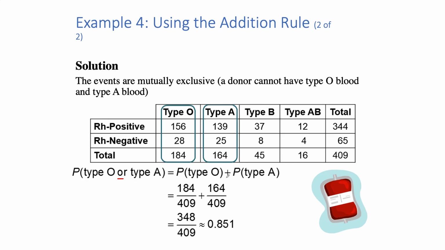So the probability that you have type O blood: there are 409 different samples to choose from, that's the total number of samples. 184 of them are type O. So the probability that you can get type O blood is 184 over 409. Plus the probability of getting type A: of the 409 samples, 164 are type A. So the probability there is 164 over 409. So the probability of type O or type A is 184 over 409 plus 164 over 409. So that's 348 over 409. Okay.